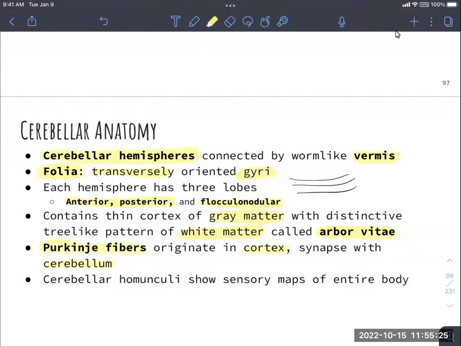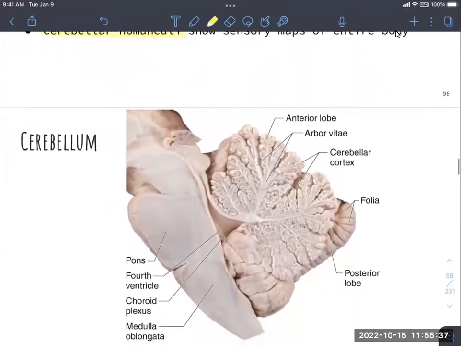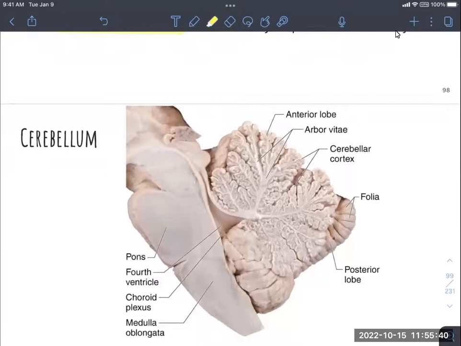Just like our cerebrum has a homunculus, so does our cerebellum. So here is that cerebellum. You see that anterior lobe with the arbor vitae, which is that white matter, the folia, those transverse gyri. You see this posterior lobe. You see how it's connected by the pons and even by that medulla.